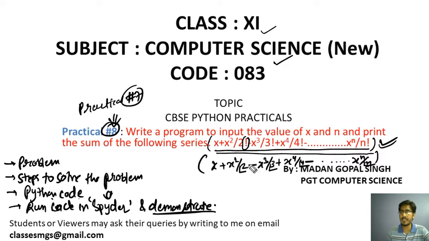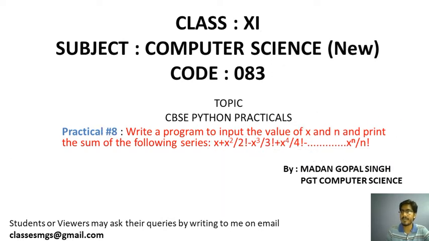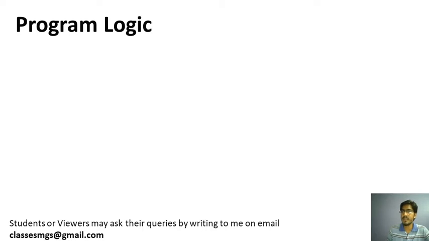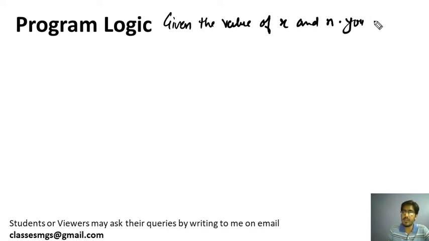Okay, so we will remember this series: for even numbers we are adding, and for odd numbers we are subtracting. So let's get started without any delay. What is given? Given the values of x and n, you are supposed to solve the below series.